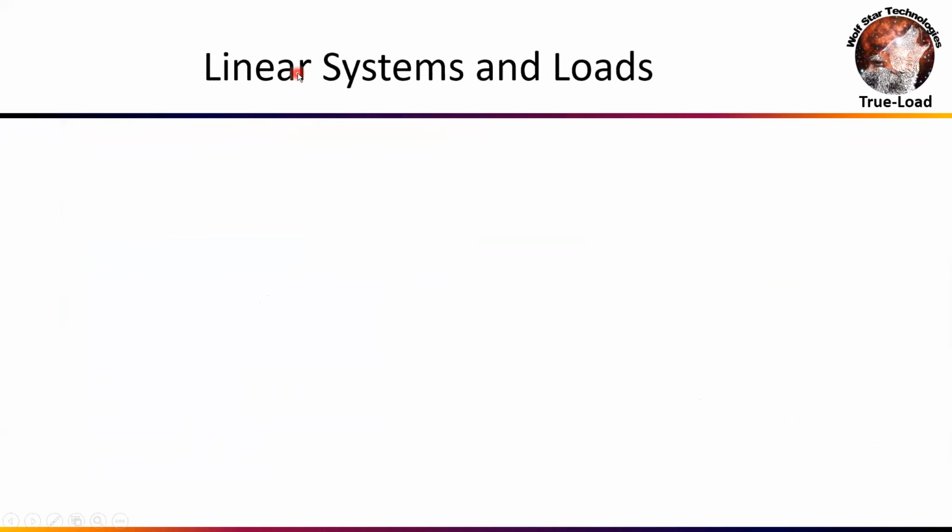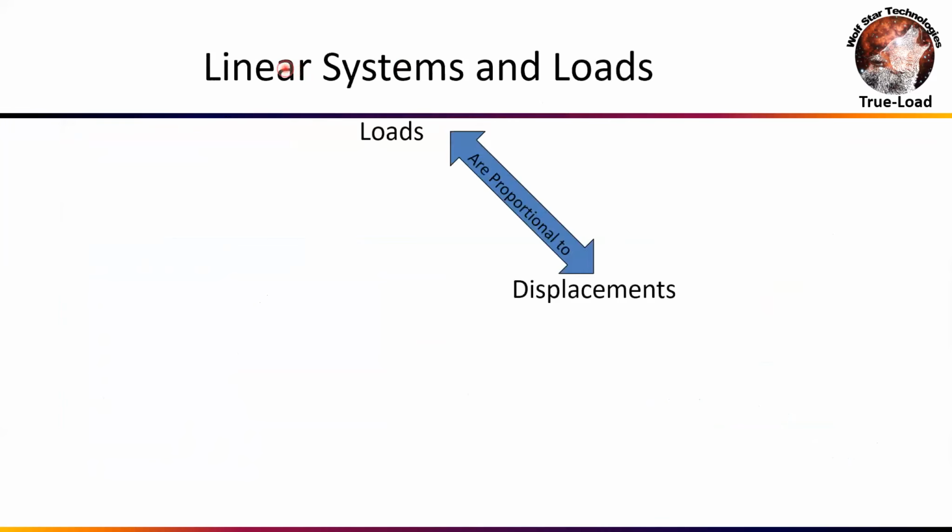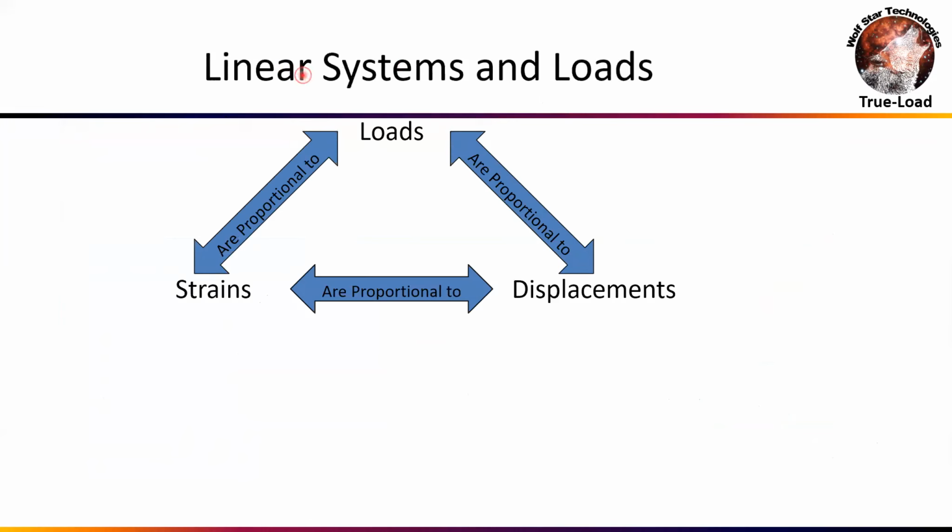So this is all based on a theory of linear systems and loads, okay? A linear system is where loads are proportional to displacements, displacements are proportional to strains, strains are proportional to loads. It's a linear system. Now, I understand everything in life is nonlinear, okay? I get it. But what we're going to do is turn your components into load transducers. So we're going to target nominal areas on the structure where the strain response remains linear and nominal, okay?